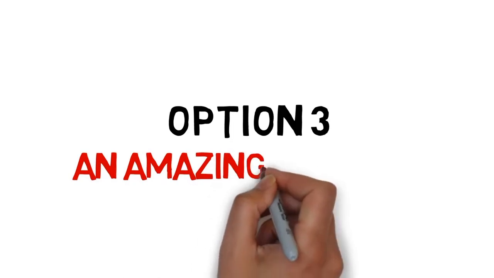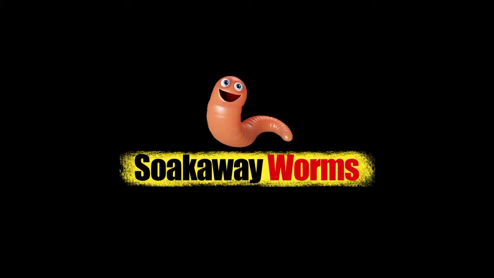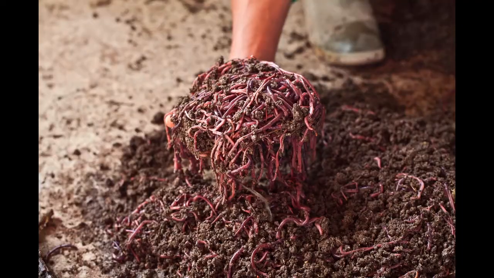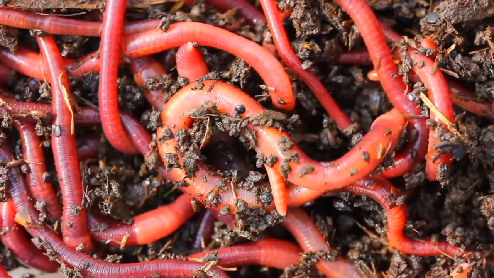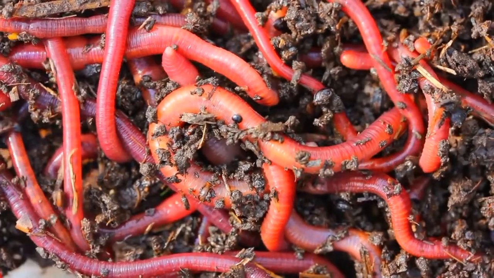Option 3 is an amazing solution that will fix all your septic tank and soakaway problems. Soakaway worms are an incredible, safe, clean, natural and organic solution. Worms have been around for thousands of years, breaking down and converting waste into safe, clean, organic matter. Soakaway worms will not only unblock your soakaway from all the fat and the grease and the sludge, but they'll also keep it clean, preventing your septic tank and soakaway from ever developing problems again.